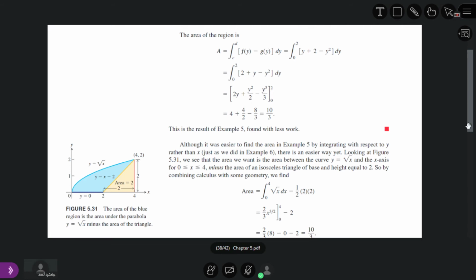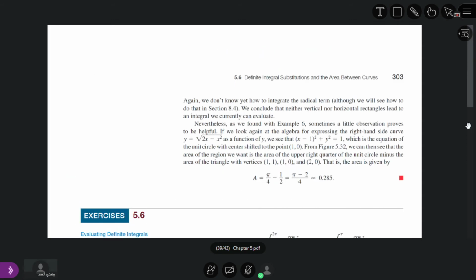So we conclude from the previous question and from here that if we have two functions and find the area with respect to x or with respect to y, both areas will be equal. Either we take it with respect to x or with respect to y. Okay, now we move to the exercise.